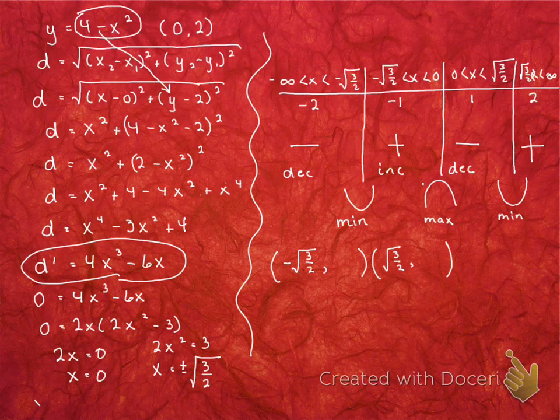So when you plug those in, you get 5 over 2. You plug those into the original, and you get 5 over 2. Okay? So that would be the points on the graph that are closest to (0, 2). Okay? All right, so for the next and final example, we're doing area of paper.